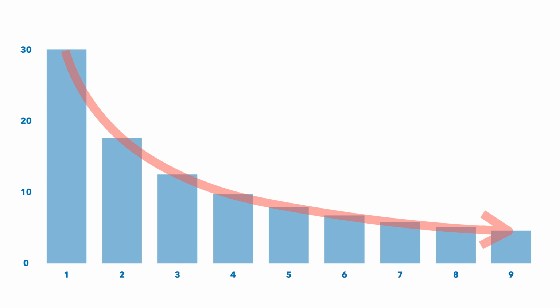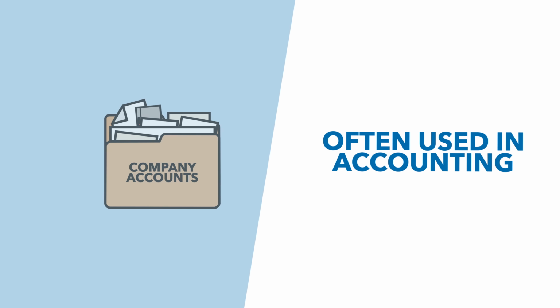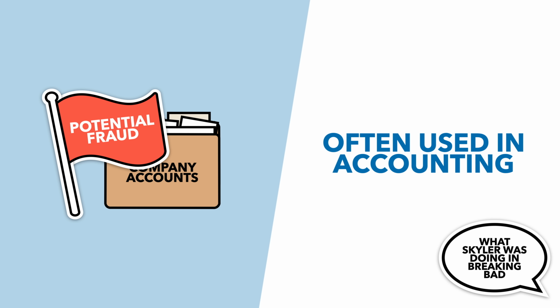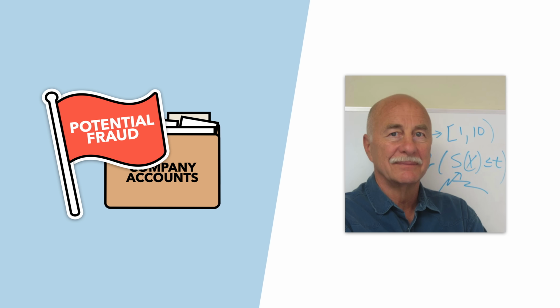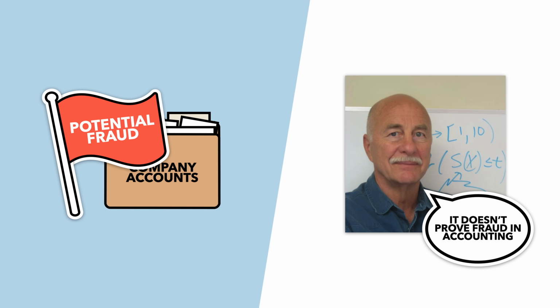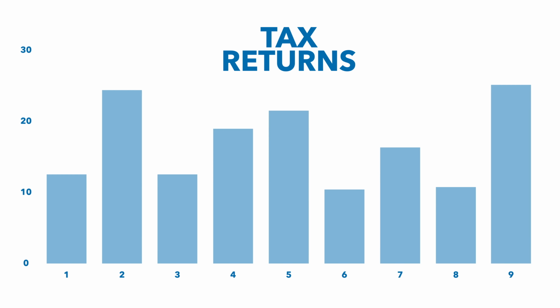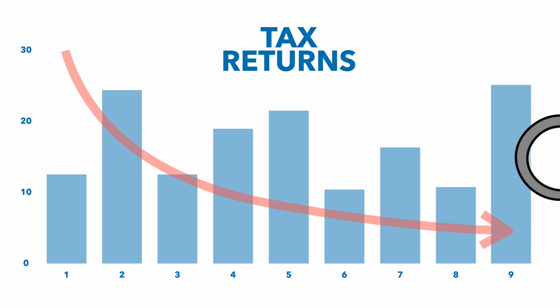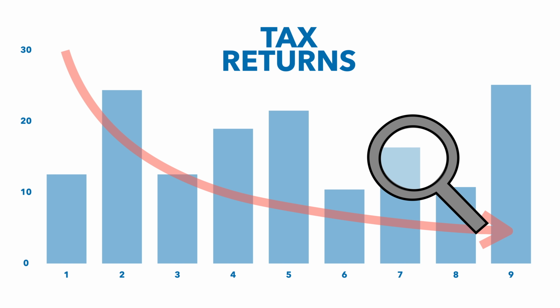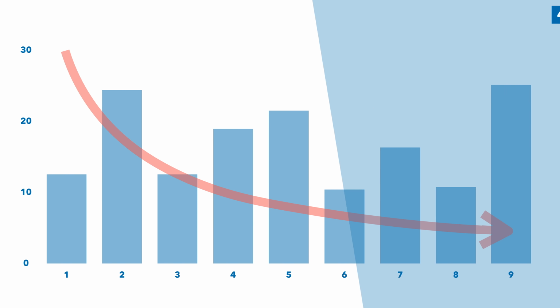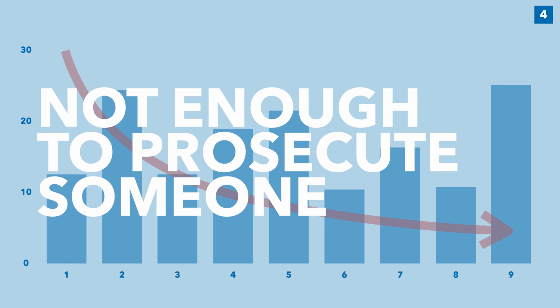The law is more commonly used in accounting to flag up potential fraud and cooking of the books. But Theodore Hill and other experts are at pains to emphasise the use to flag up fraud, not prove fraud. There are plenty of other reasons why someone's tax return, for example, might not follow Benford's Law. If it was applied and it looked like there was something fishy going on, this would point investigators down the path of further investigation through audit. It would not be sufficient to prosecute a person on its own.